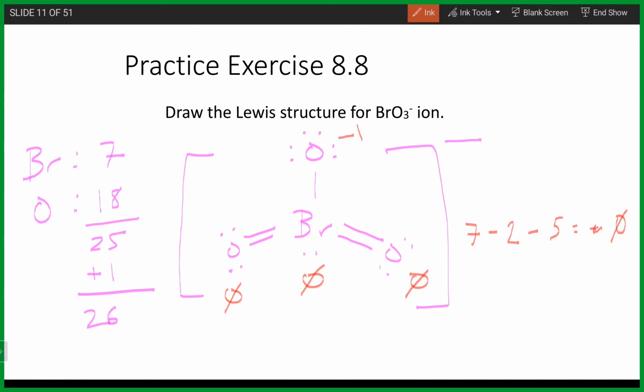So even though the original structure with just single bonds did check the boxes of a full valence shell, and the correct number of electrons overall, we can then minimize the formal charges by exceeding the octet on the central bromine. That's why we would have 2 double bonds here, rather than just single bonds all the way around.